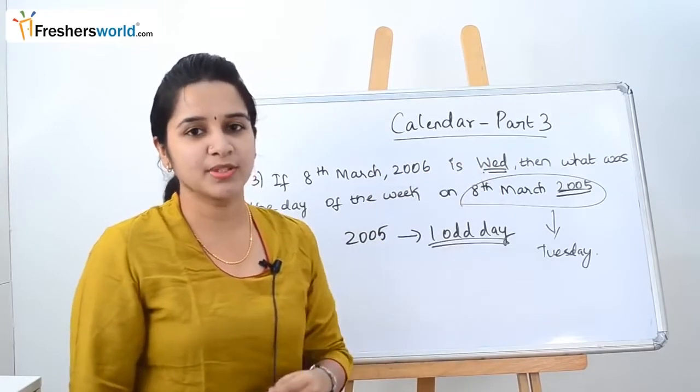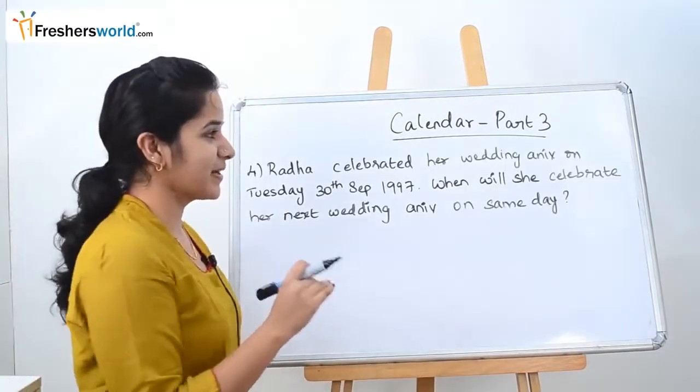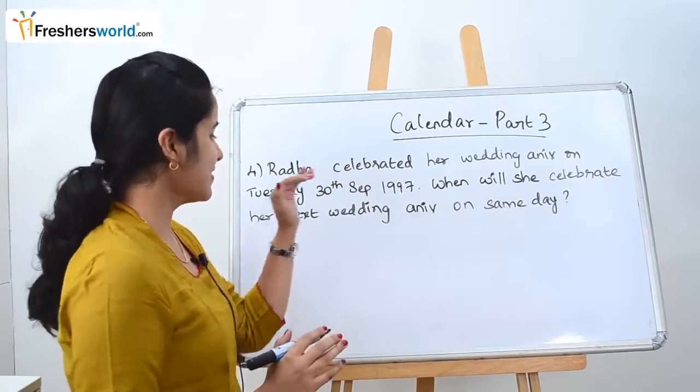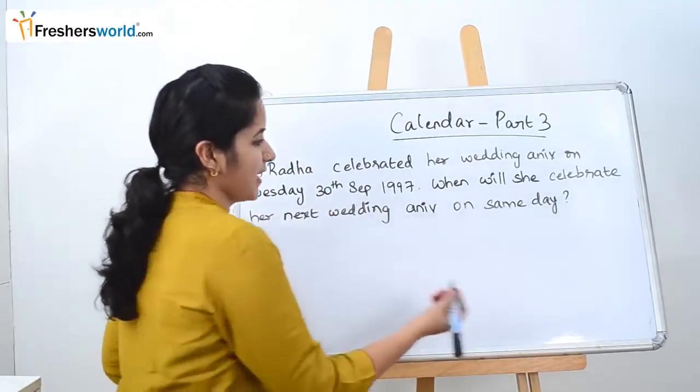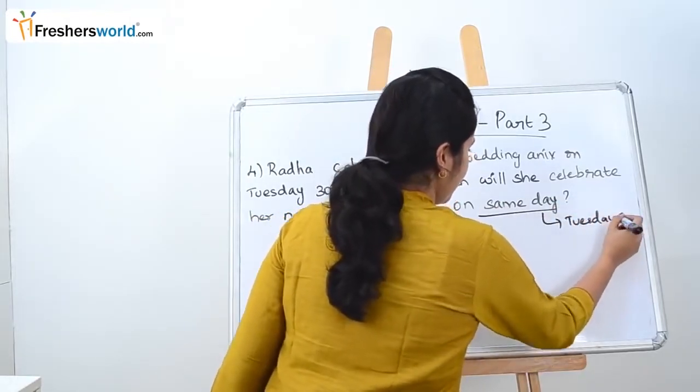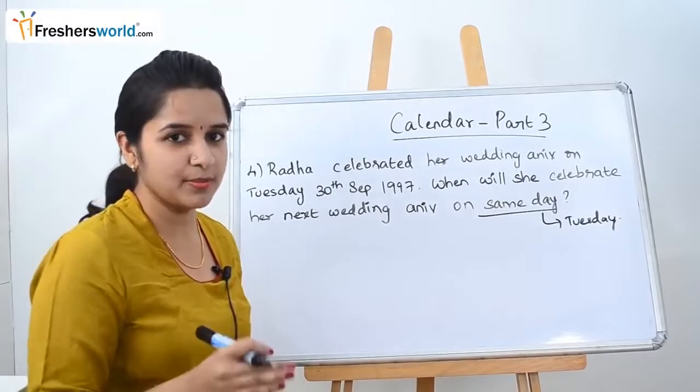Let's solve another sum. The next question they have given is, Radha celebrated her wedding anniversary on Tuesday, 30th September 1997. When will she celebrate her next wedding anniversary on the same day? Same day means she will celebrate it again on a Tuesday. How are we going to do it? We are going to use the same concept of odd days.